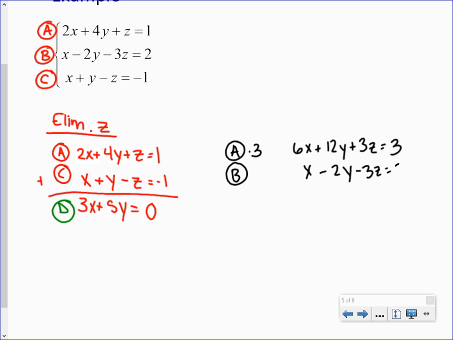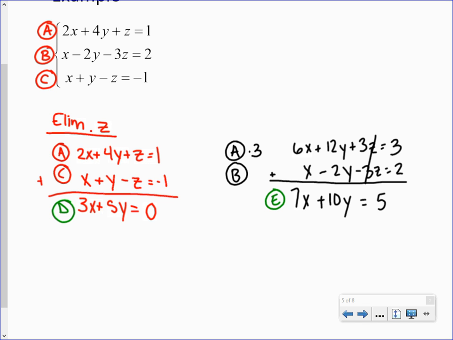Thank you. Okay. So then again, we're stacking and adding. So I'm going to add down 7x plus 10y equals 5. And I'm going to go ahead and label that E.